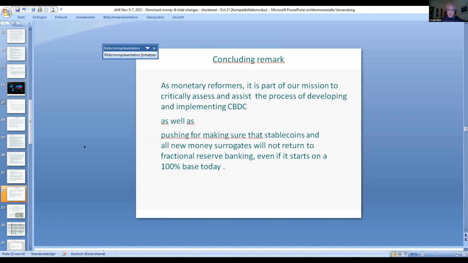that process, to critically assist and assess that process of developing and implementing CBDC, and also pushing for making sure that stablecoins and other new types of money surrogates will not return to fractional reserve banking. Well, yeah, that's it, what I wanted to say.